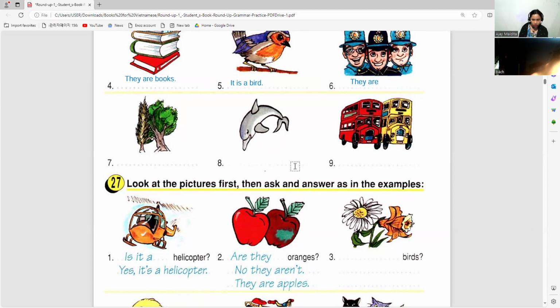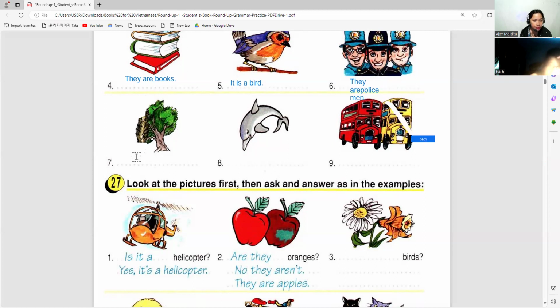Okay? So, what's the plural of number six? Look at the number six picture. What's your answer? Hello, what's your answer? Number six, wrong back. They are. Oh, you can say, I don't know, teacher. What's your answer? Number six. I don't know, number six. So they are what? They are policemen. Next, number seven.